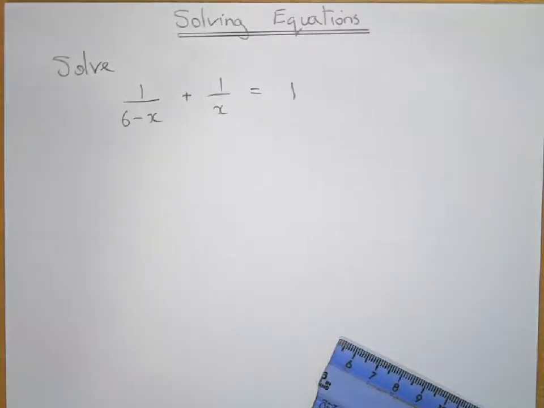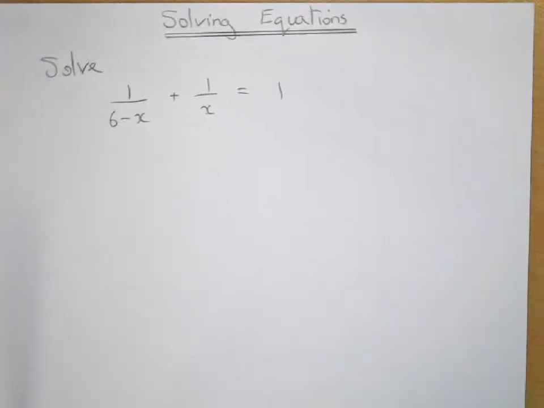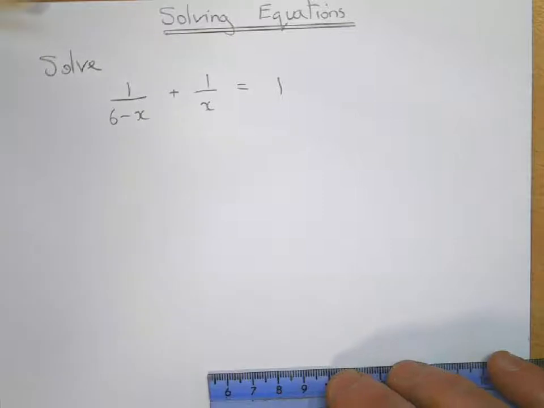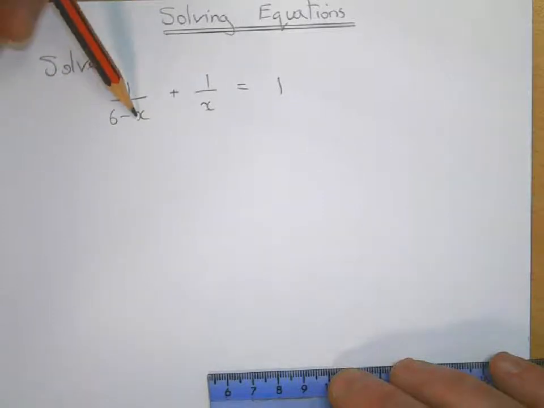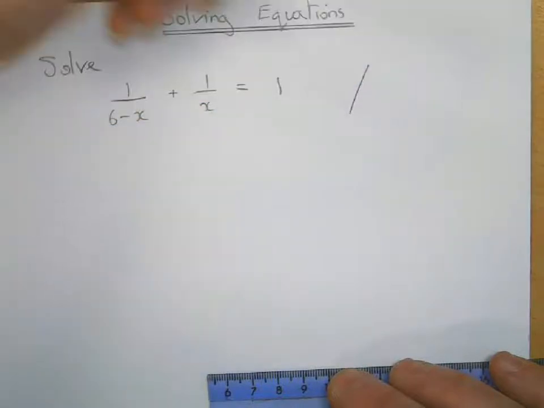The aim of this tutorial is to show you how to solve more complicated equations using quadratic equations. And in this one here, first of all, you've got lots of numbers and terms on the denominator, so we need to remove all of those. So to remove the 6 minus x from the denominator, we need to multiply everything by 6 minus x.